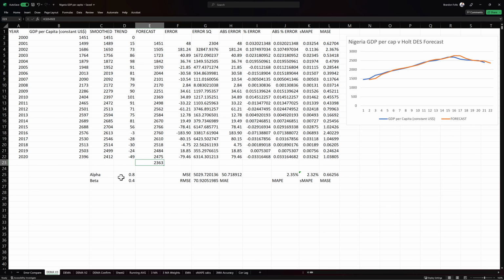So here we have an alpha of 0.8 and a beta of 0.4. Remember, we chose those at random. We just like those numbers and put them in there. Of course, they have to be between 0 and 1.